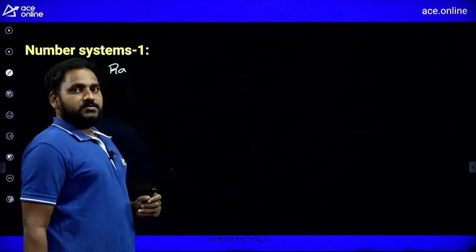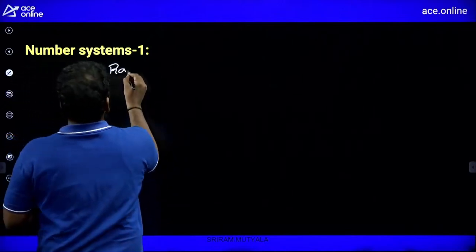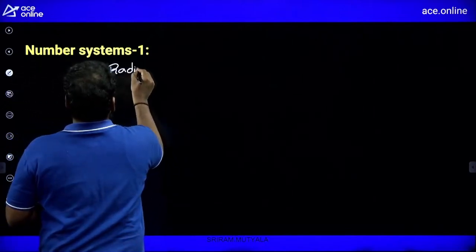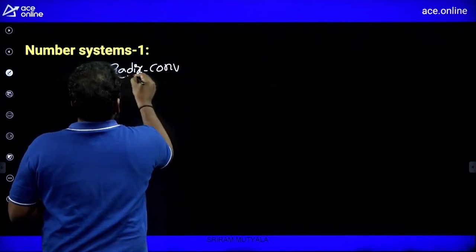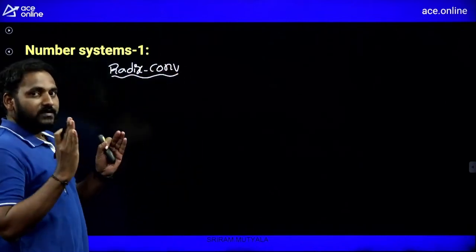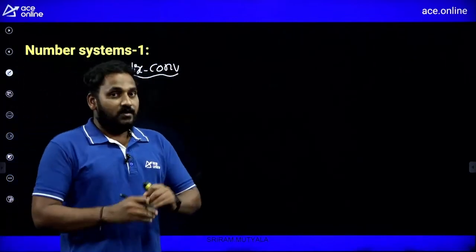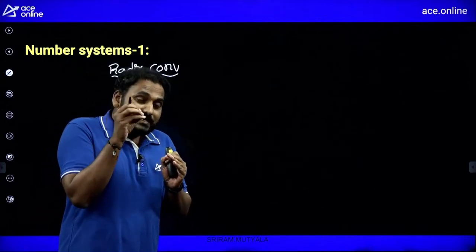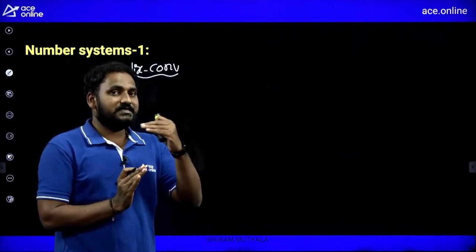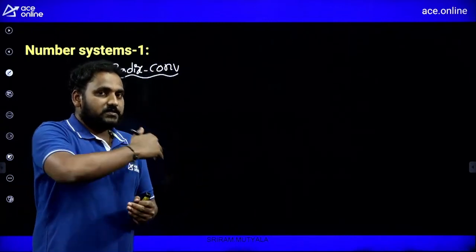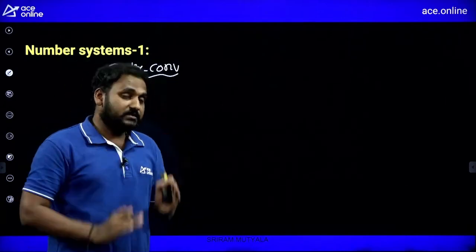Under number systems 1, you had better focus on radix conversions. How many types of radix conversions are available? First of all, we need to focus on the already available standard numbers. For example, if you go through the GATE exam, you can find some questions from unknown radix also, but here the standard, already available radix is sufficient.